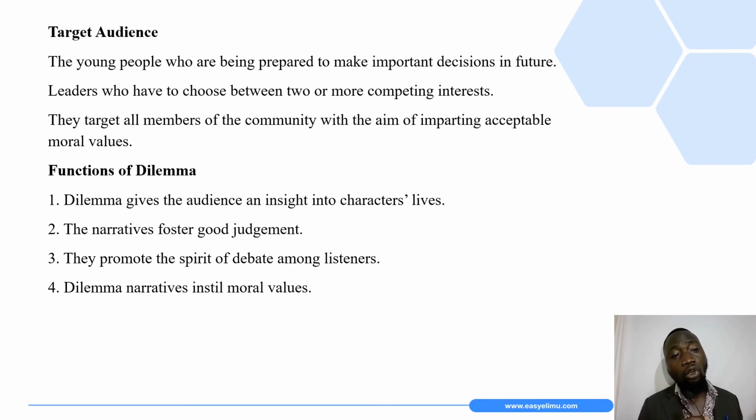The target audience of dilemma narratives are the young people who are being prepared to make important decisions in future. Young people are the first target audience of these narratives. Another target audience are the leaders who have to choose between two or more competing interests. Generally, these narratives target all members of the community with the aim of imparting acceptable moral values.